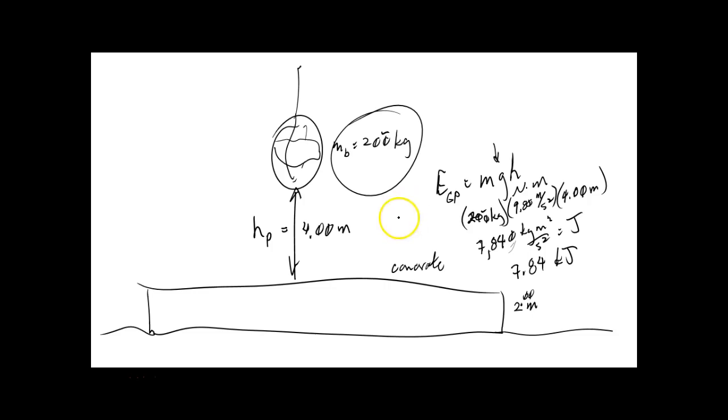The B part says, with respect to the ground, this is the ground down here, this is the platform here. With respect to the ground, what is the potential energy of the ball? Well, the gravitational potential energy, same formula, mgh, and the mass is the same, 200 kilograms. G is the same, 9.80 meters per second squared. But now what's the height above the ground?